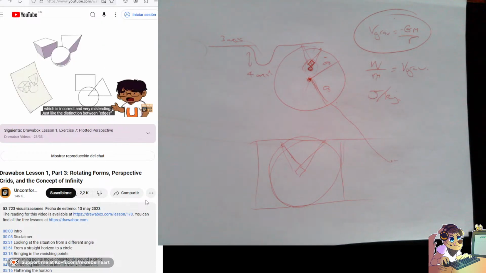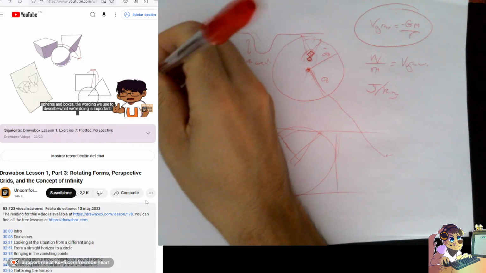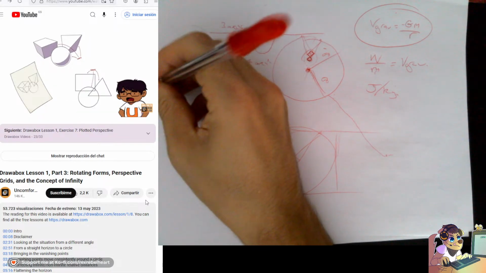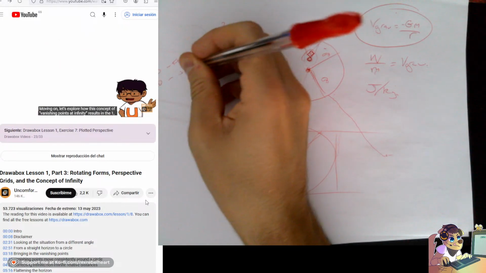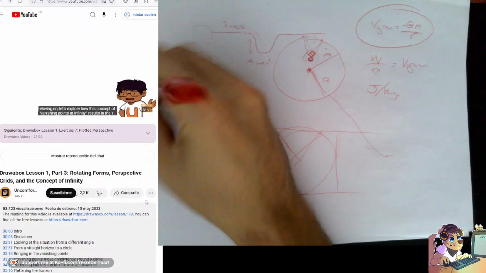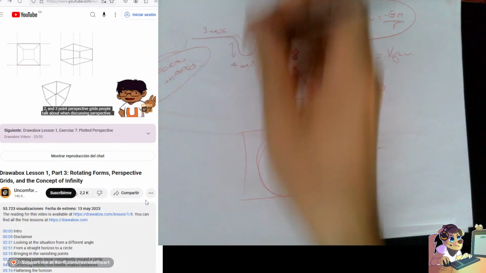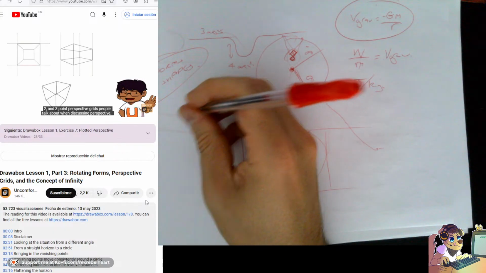Just like the distinction between edges and lines, as well as shapes, which for our purposes refer only to two-dimensional elements like circles and squares, and forms, which refer to three-dimensional elements like spheres and boxes, the wording we use to describe what we're doing is important. Moving on, let's explore how this concept of vanishing points at infinity results in the 1, 2, and 3-point perspective grids people talk about when discussing perspective.